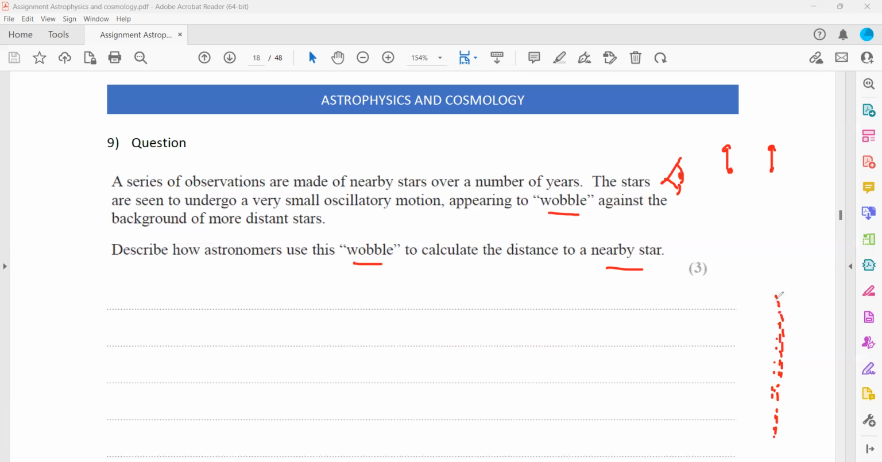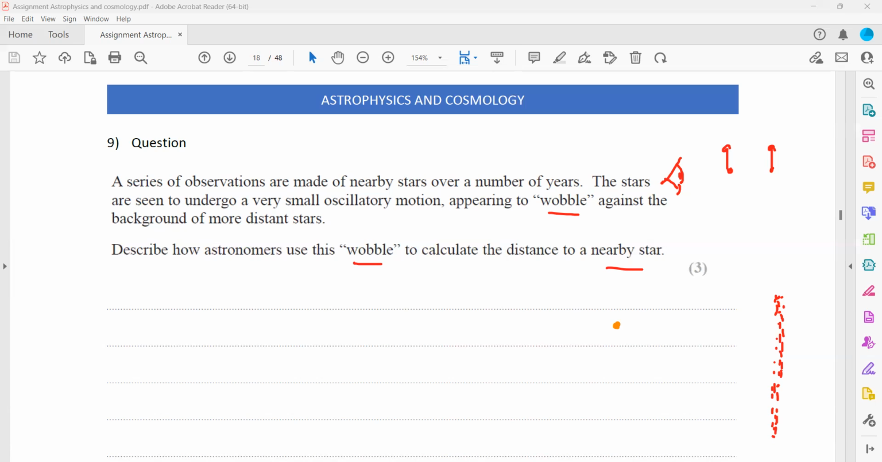So we have the background stars, which are far from us, so their relative change in position is negligible or very small. This technique can be used for nearby stars. We focus on any one of the nearby stars and observe it for a period of 6 months.